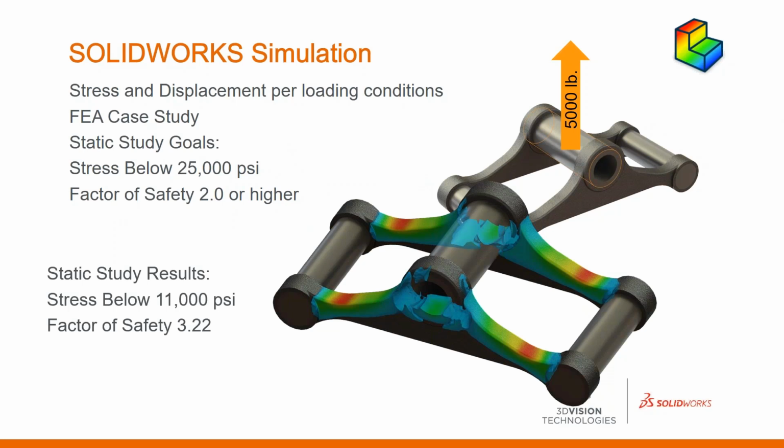Okay, so it looks like this meets the factor of safety, but SolidWorks is actually telling us that it exceeds it, so it could be over-designed. Yeah, that's exactly right. So if our factor of safety requirement is 2, which is a typical factor of safety requirement, we're essentially over-designed because we're at 3.22.